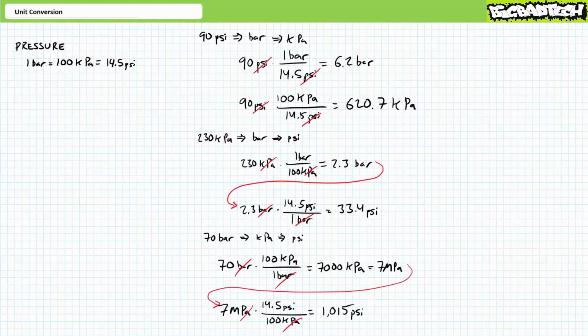We're next asked to convert this number to an equivalent amount of psi. Let's go ahead and again do a two-step conversion and convert 7 megapascals to an equivalent amount of psi. The unit we want, psi, is on top. The unit we don't want, pascals, is on the bottom. 7 megapascals times 14.5 psi divided by 100 kilopascals. Units of pascals cancel out. We're left with 1,015 psi.